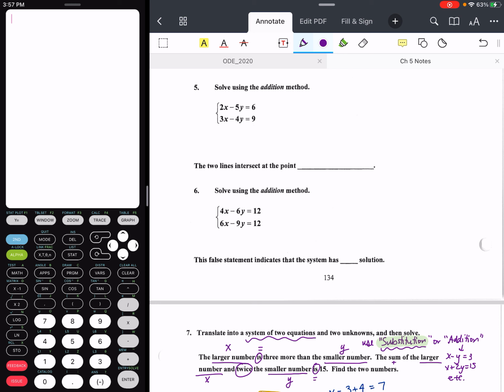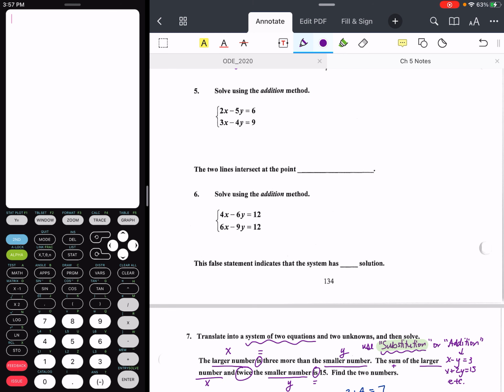All right, so solving number 5 using the addition method. Now we have 2x minus 5y equals 6, and then 3x minus 4y equals 9. So we could either eliminate the y variables like we did before, and in this case we would want, let's see, we've got -5 and -4 for coefficients. 5 and 4 both go into 20, so maybe we would want a plus 20y and a minus 20y. So we could go after our y's.